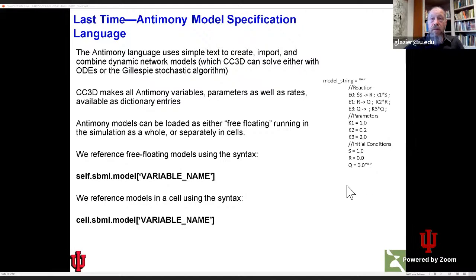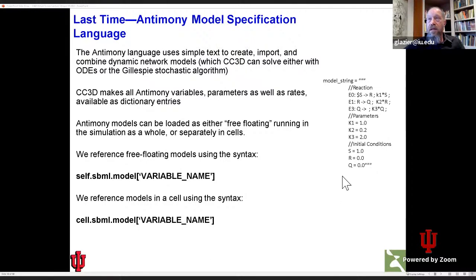The key thing from a CompuCell point of view, which we'll come back to today, is that once we have a model loaded from antimony, immediately the model variables and parameters and the rates are available as dictionary elements in CompuCell. So if we create a model and that model is loaded in CompuCell as a whole, what we call a free-floating model, we can reference its components, self.spml.model variable name. If it's loaded inside a single cell, cell.spml.model variable name.